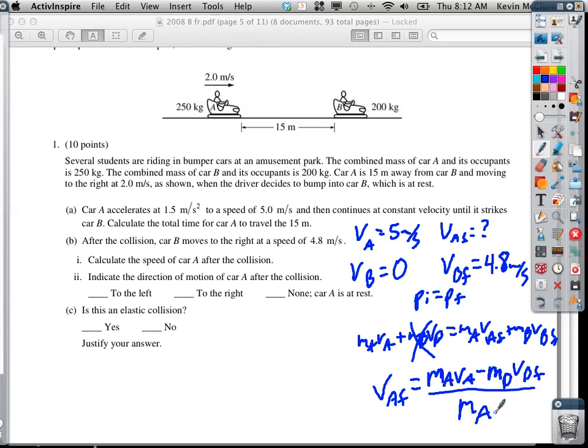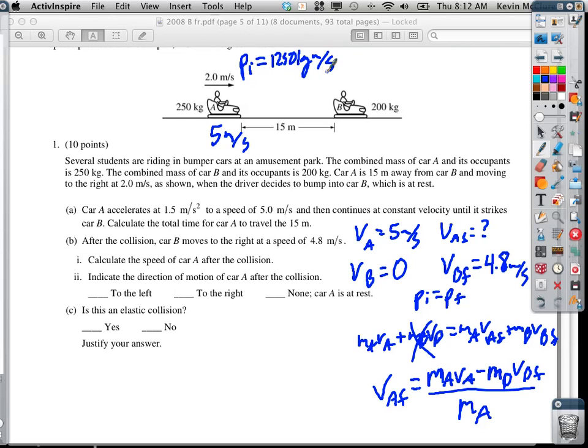Indicate the direction of the motion of car A after the collision. So this one you can kind of do by logic, right? Actually, if you did part A, you should get a positive or a negative value. If it was negative, that means it's going backwards. If it's positive, you go forward. Momentum must be conserved. So if this is going 5 meters per second, then the momentum initial is equal to 1250 kilograms meters per second. Does that make sense?